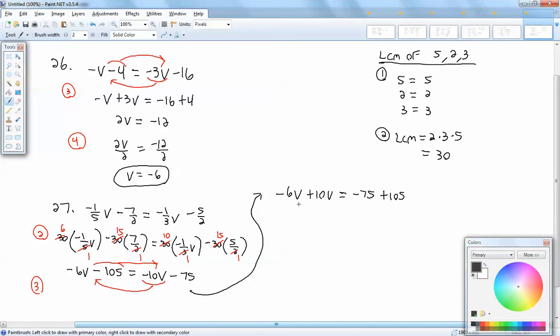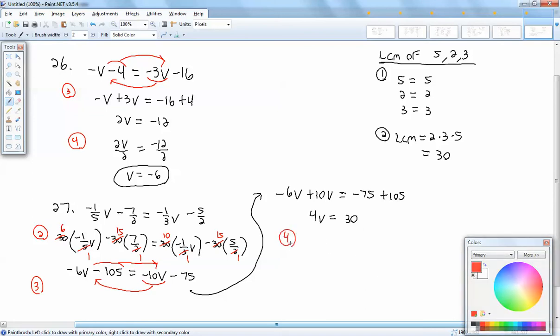Well, combine like terms in a step. Negative 6v plus 10v is 4v. Combine together numbers. 105 minus 75 is 30. Yeah, 30.